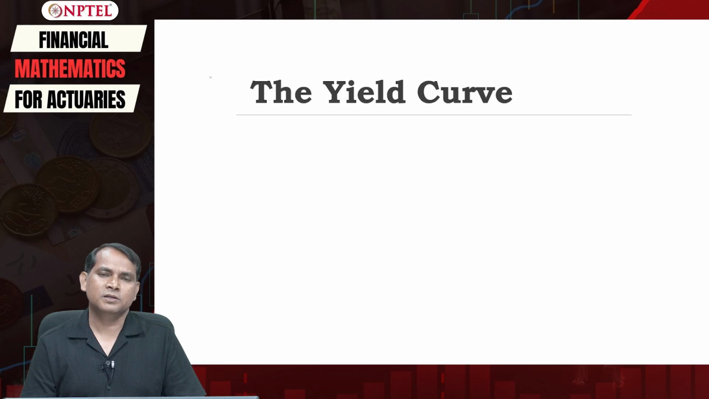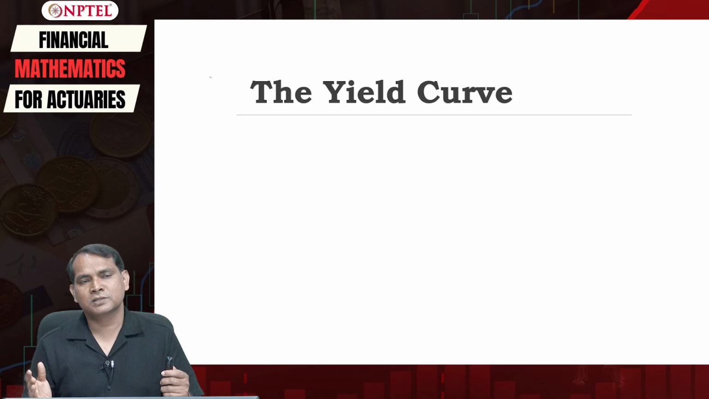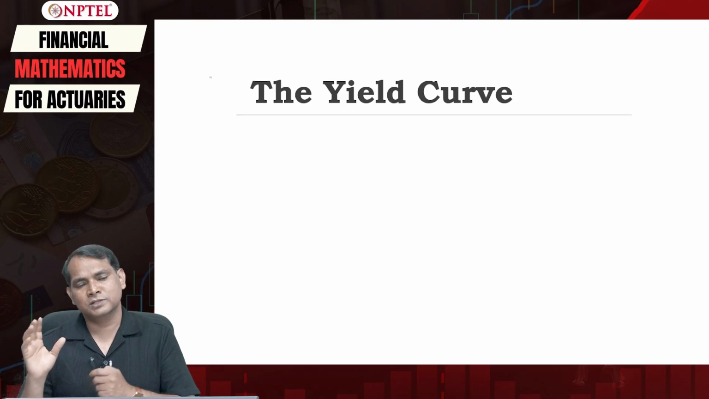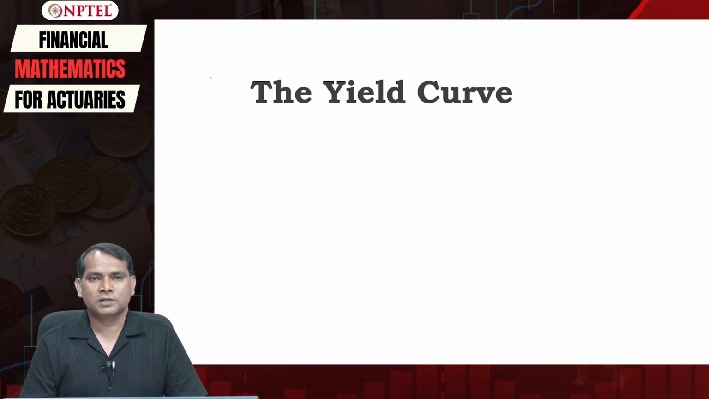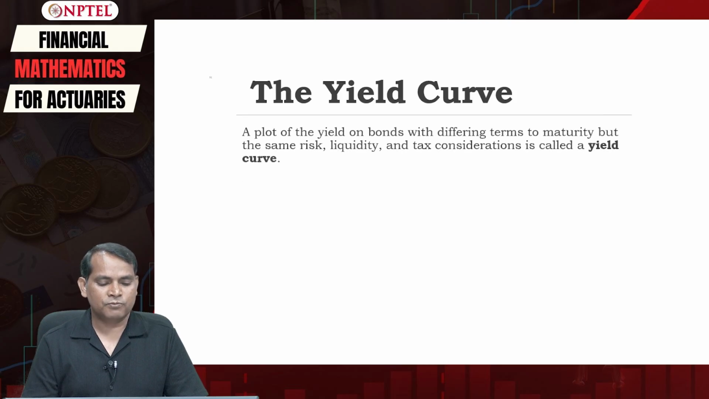Now let us understand what the yield curve is. We have already understood how to compute the bond yield, but what is the yield curve? When you compute the yield of bonds and put it on a graph, we get a curve in x and y space. So a plot of the yield on bonds with different terms to maturity but the same risk, liquidity and tax considerations is known as the yield curve.